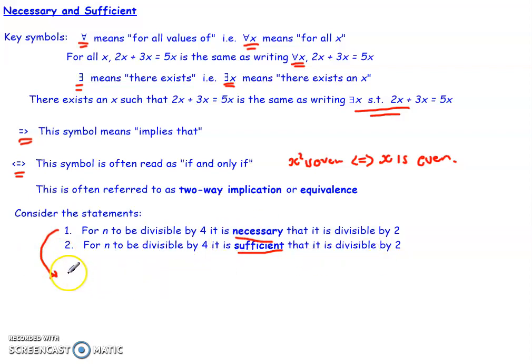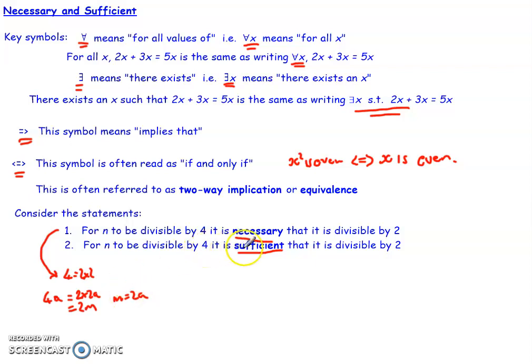Well, this is true because we know that 4 is equal to 2 times 2. So any number that has 4 times it, so let's say 4 times a, that's going to be the equivalent of 2 times 2a, which is equal to 2 times m, where m is equal to 2a. So it's necessary that we're able to divide it by 2.